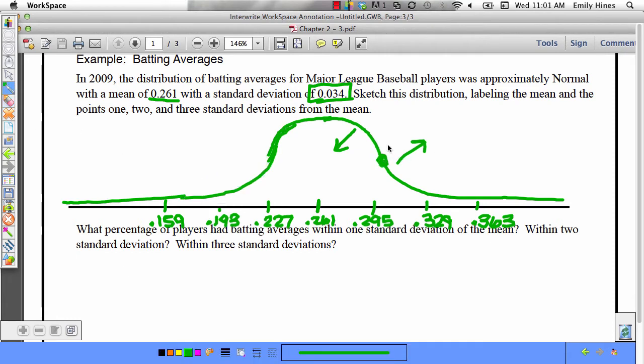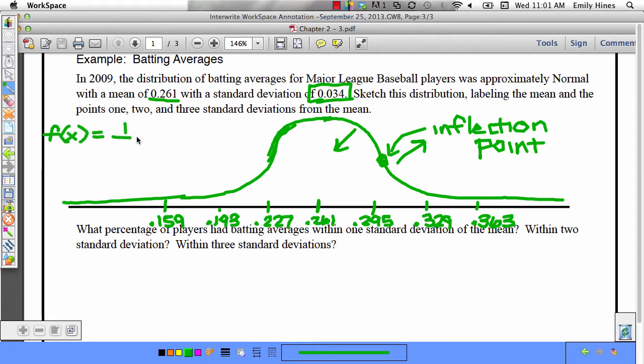This right here, for all of you calculus people, just as a side note, it's called an inflection point. And in case you're interested, my calculus people, there actually is an equation that goes with this curve. It's 1 over the standard deviation times the square root of 2 pi times e raised to the negative of x minus the mean squared divided by 2 times the standard deviation squared. And this is e raised to all of this. So you do not have to know this for statistics, but in case you have had calculus and you're interested, that's the equation that describes this curve.